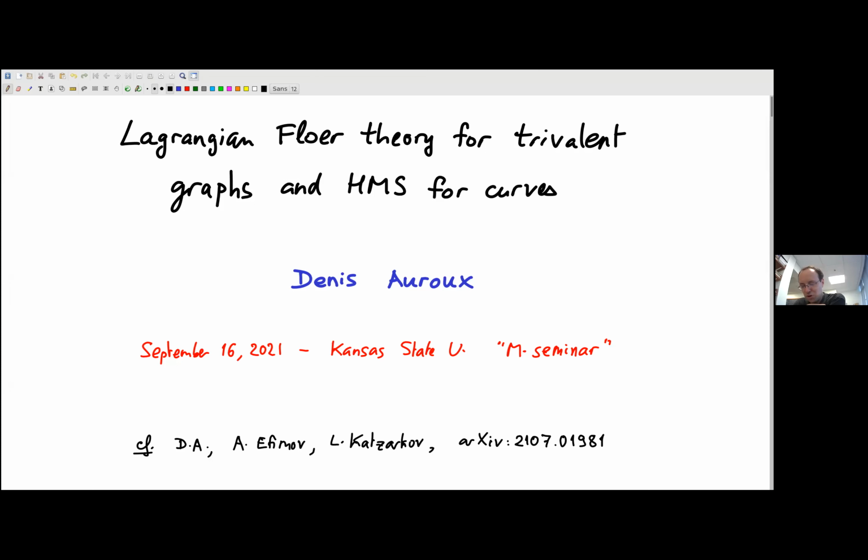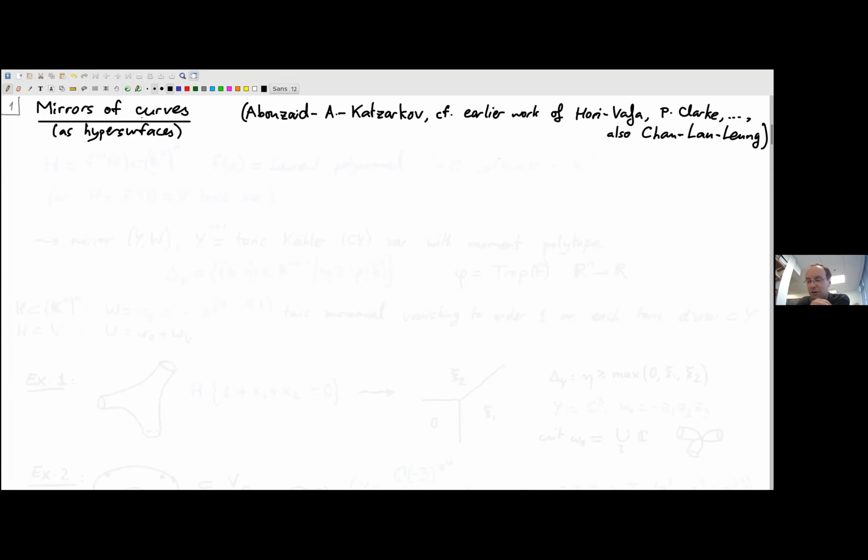Try to report on joint work with Sasha Efimov and Ludmil Katzarkov, where we try to develop a version of Lagrangian Floer theory for trivalent graphs, as you will see, to understand a new perspective on mirror symmetry for curves. So what's the problem here?